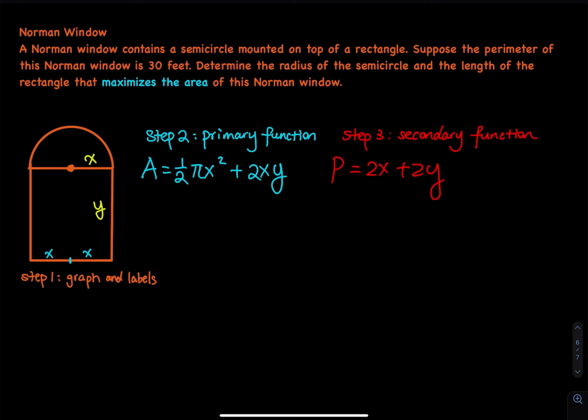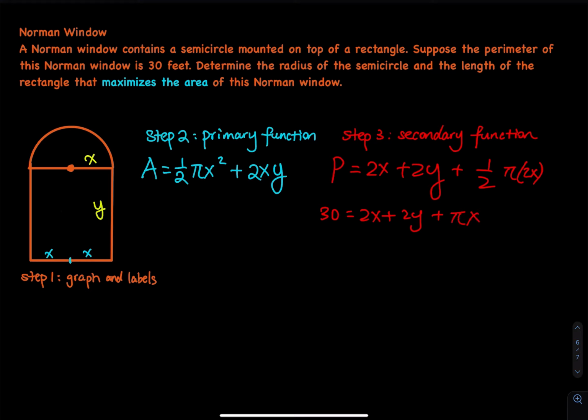half semicircle? What is the circumference of a full circle? The circumference of a full circle is pi times the diameter, right? The diameter is 2x, so we have pi times 2x. This is a full circle. Since we only have half of a full circle, we multiply by 1/2. And then let's put y on one side. But before we do that, we have to plug in 30 for the perimeter. So we have 30 equals 2x plus 2y plus 1/2 times pi times 2x. That is just pi x, right?